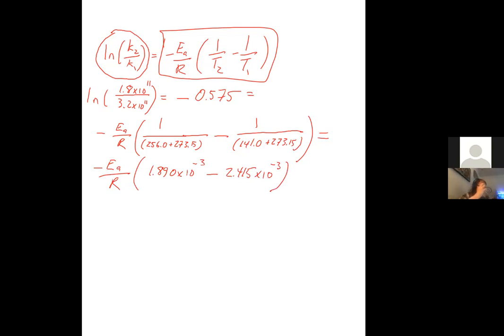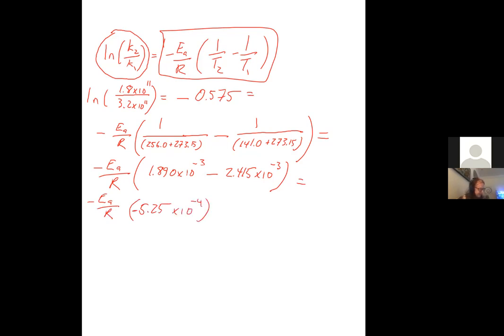1.89, are they all 10? They're both times 10 to the minus 3. So 1.89 minus 2.415, and you get minus E sub A over R times 5.25, it's minus, sorry, times 10 to the minus 4.